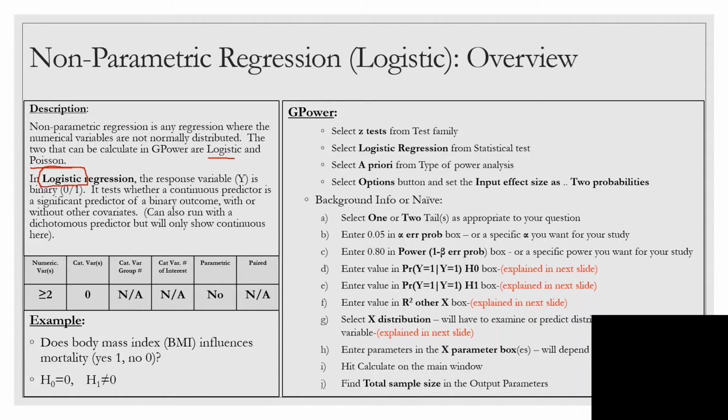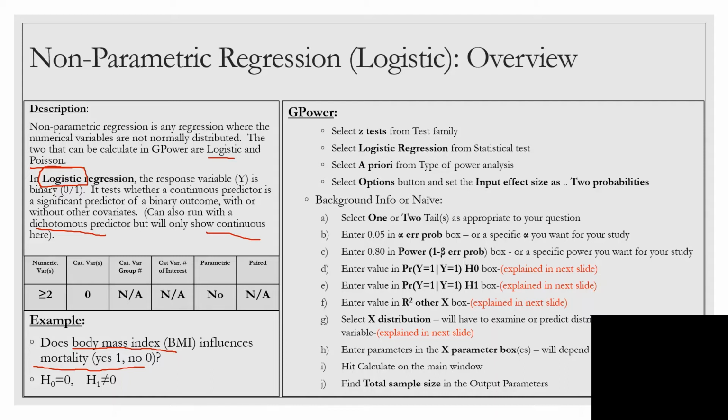This is where the response variable, or y, is binary, like 0, 1, yes, no. It tests whether a continuous predictor, like say body mass index, can significantly predict a binary outcome, like mortality, yes or no. And you can run this with or without more covariates. And you can also run this for a dichotomous predictor, which is not continuous like body mass, but something that's non-continuous. But we're just going to show continuous here. But it's important to know you can.